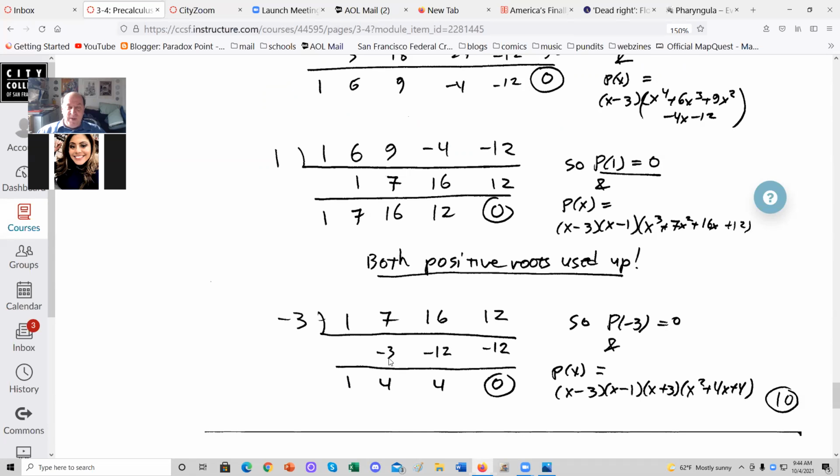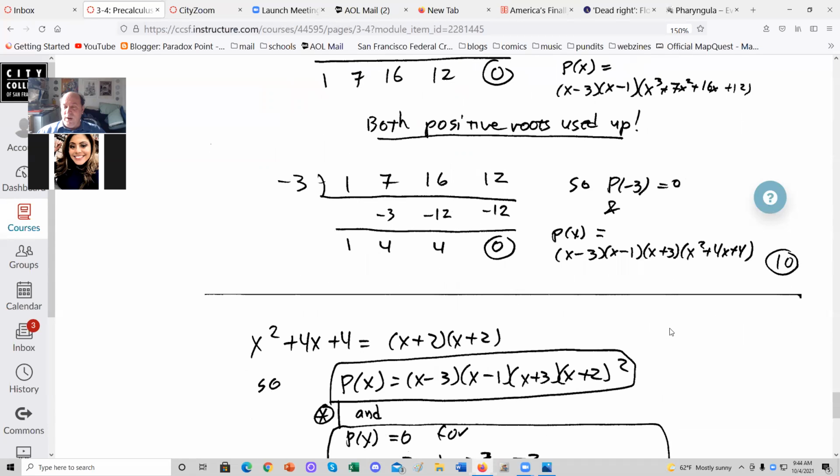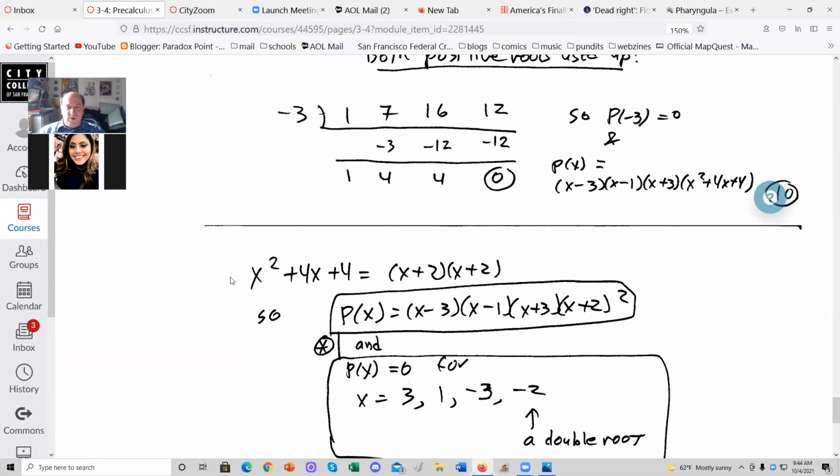Down comes 1 times -3 is -3 plus 7 is 4 times -3 is -12 plus 16 is 4 times -3 is -12 plus 12 is 0. Yes, P at -3 is 0. So P of x is x minus 3 times x minus 1 times x plus 3 to accommodate this, times this x squared plus 4x plus 4, like that. Now this is a quadratic, x squared plus 4x plus 4. It's fairly routine to factor it into x plus 2 times x plus 2.